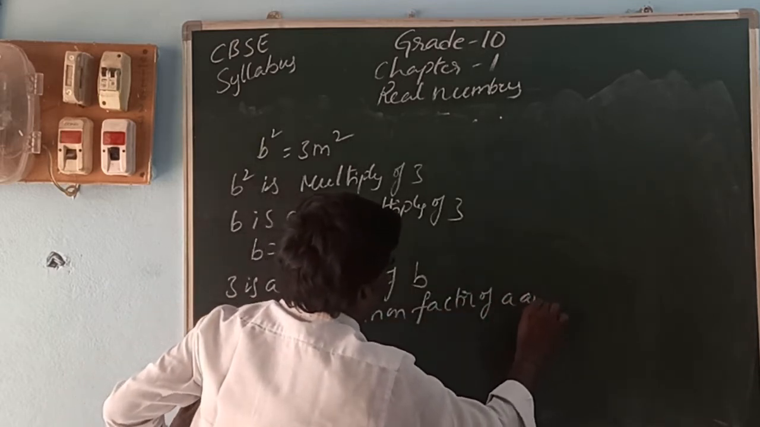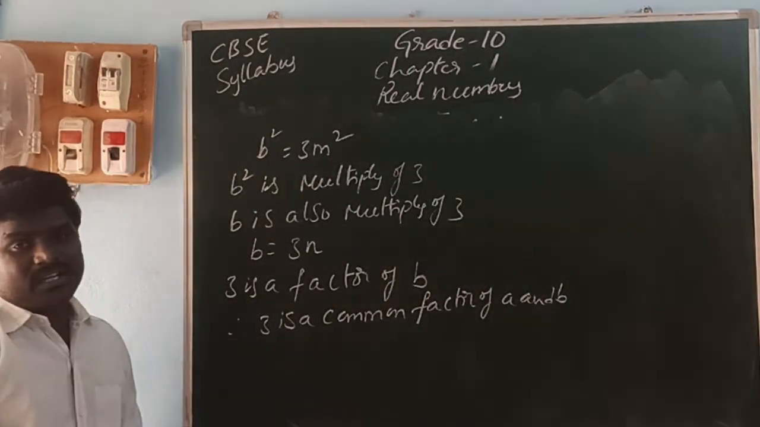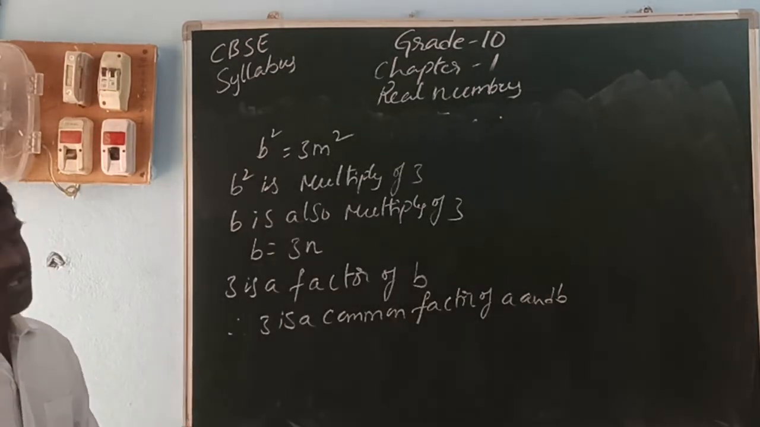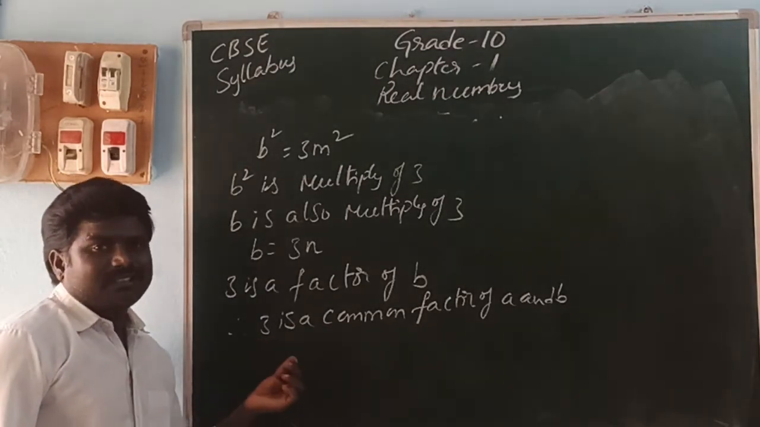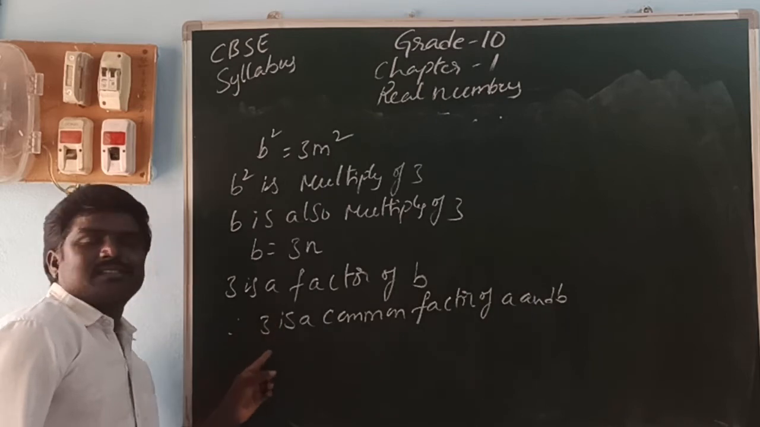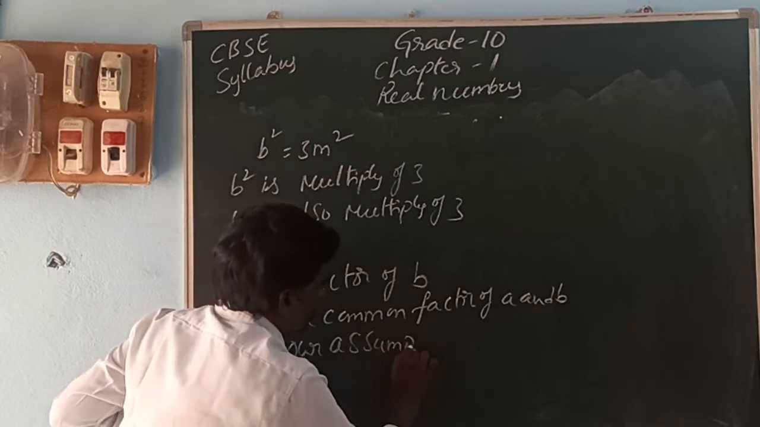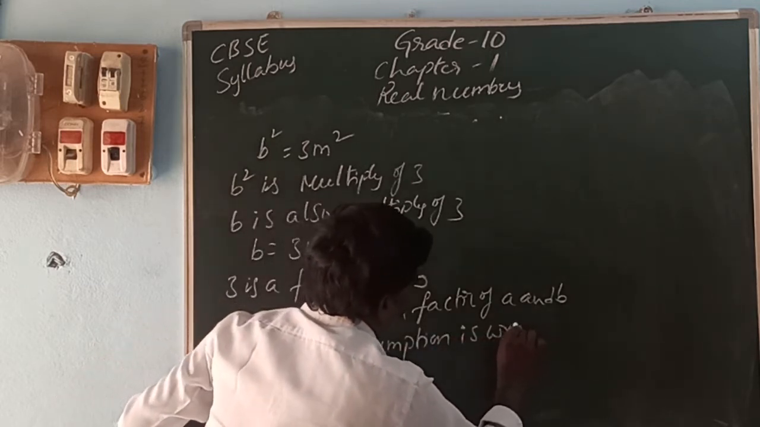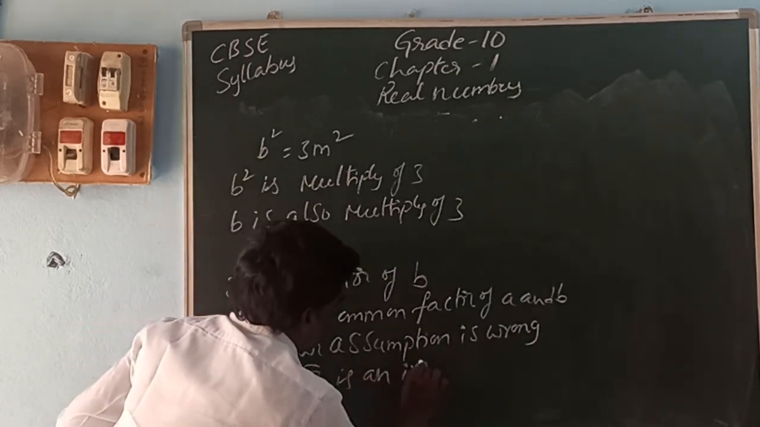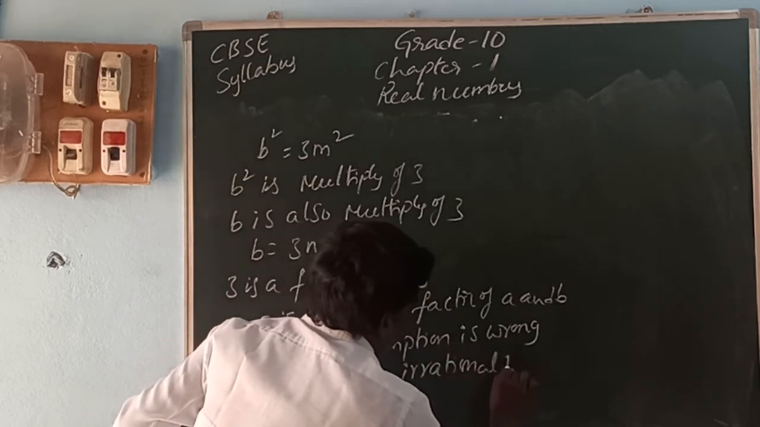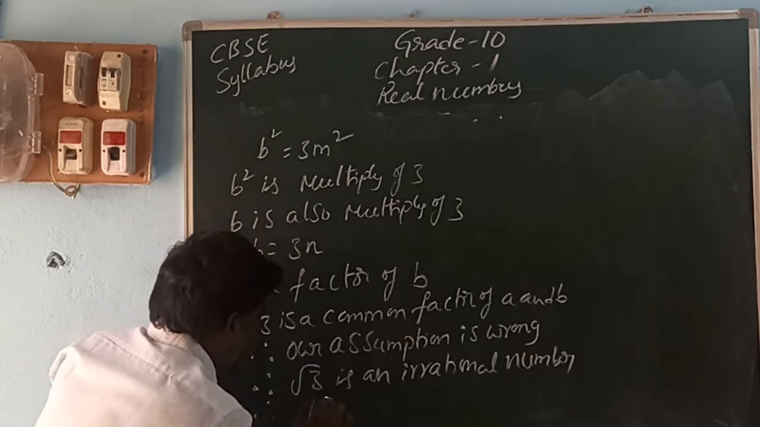of a and b. So actually what we took here, root 3 is equal to a by b, b is not equal to 0, a and b are co-primes. But here the common factor is what? 3. Co-primes means what? Their HCF is 1. But here the common factor is 3. So therefore our assumption is wrong. So therefore root 3 is an irrational number. Hence proved.